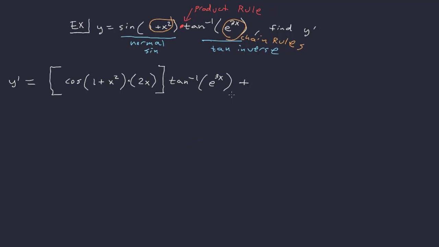So plus, now it will be the first guy left alone, so I'll just copy that down, sine of 1 plus x squared. Then it will be the derivative of the second guy. So now we're looking at the second guy. So now it's tan inverse. So tan inverse is, remember this, u prime over 1 plus u squared. So it's the derivative of the stuff over 1 plus the stuff squared. So I'm going to put the derivative of the stuff on the top. Well, this is e to the stuff, and it's really just e to the 3x. So it'll just be 3e to the 3x.